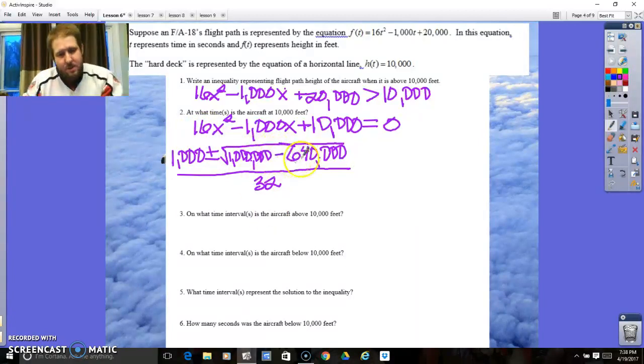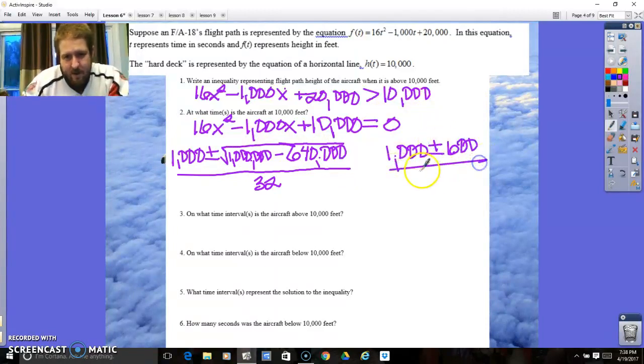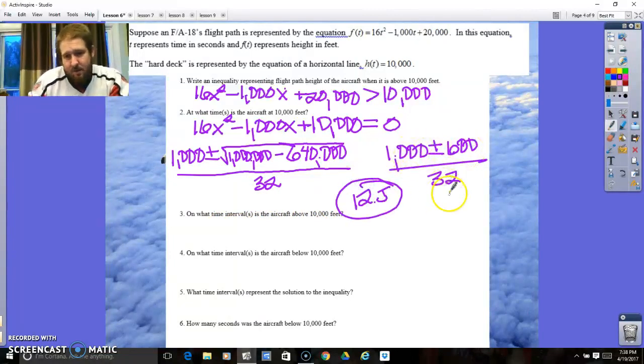All right, now, as I mentioned, I do remember that this ended up being 360,000. The reason I know that is because the square root of that, a perfect discriminant, is 600. So 1,000 plus or minus 600 divided by 32. Now all I've got to do is solve that twice, once with addition, once with subtraction, and you end up getting two different answers. The first answer is 12.5. That's what you get with subtraction. And the other answer you get is 50, since 1,600 divided by 32 is 50. So those are the two times when the airplane is at 10,000 feet: after 12.5 seconds and after 50 seconds.